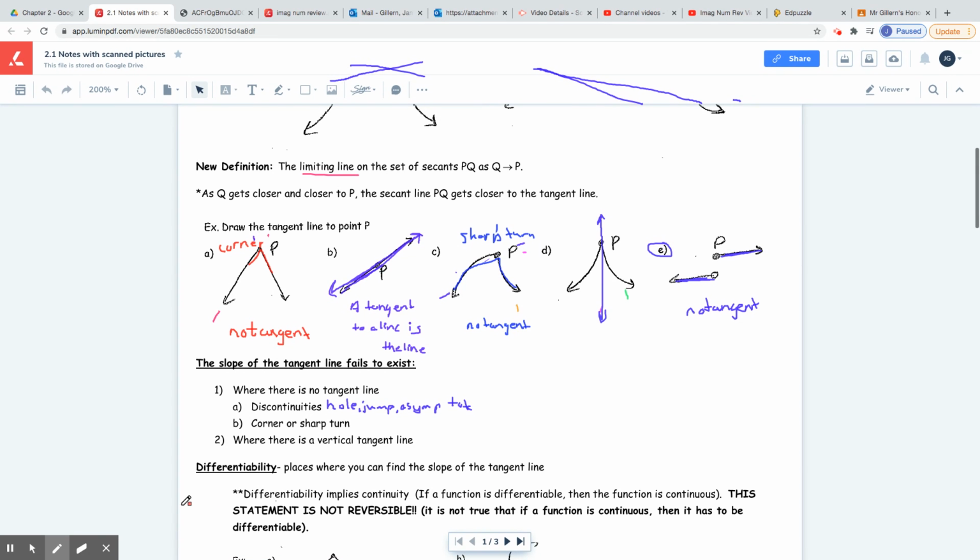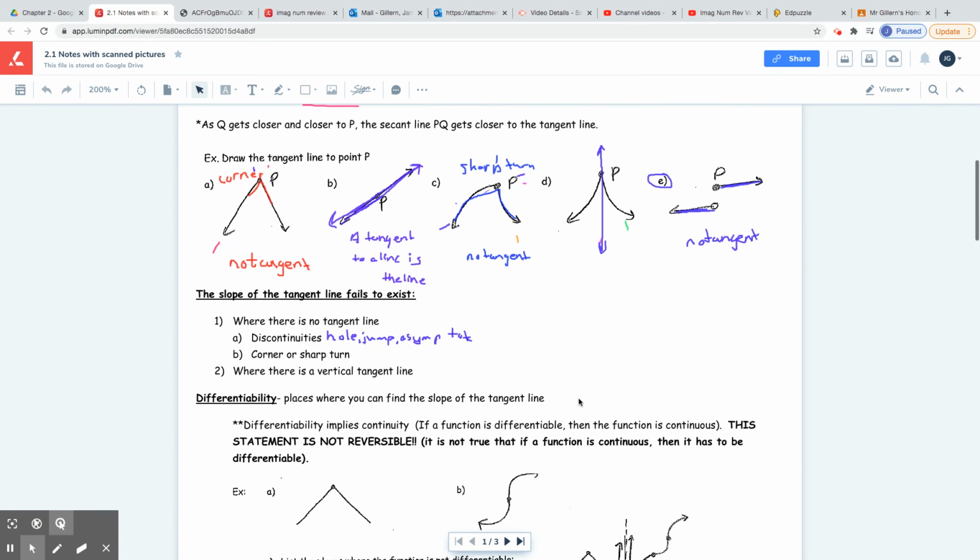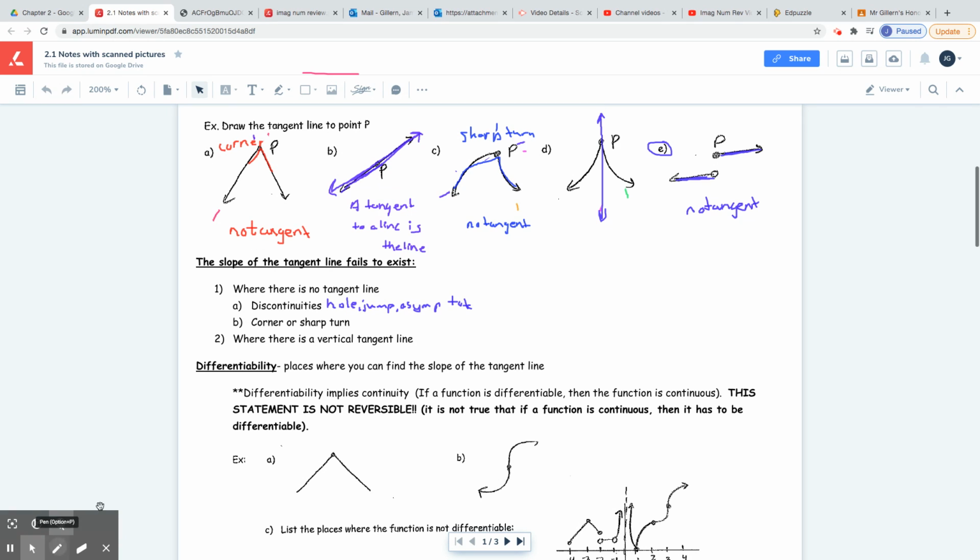Now, why is that important? Well, the reason we care about that is because of differentiability. Sorry, it's a tough word. Differentiability refers to places where you can find the slope of the tangent line.